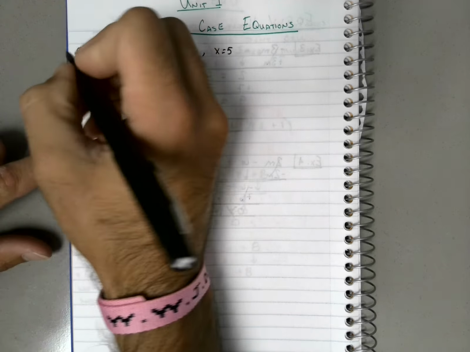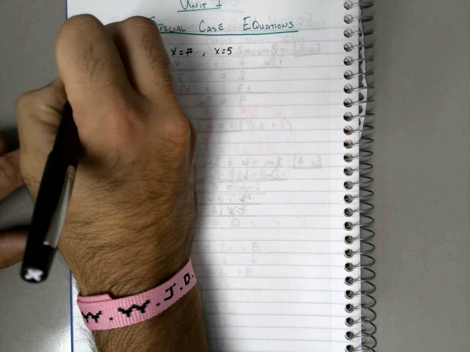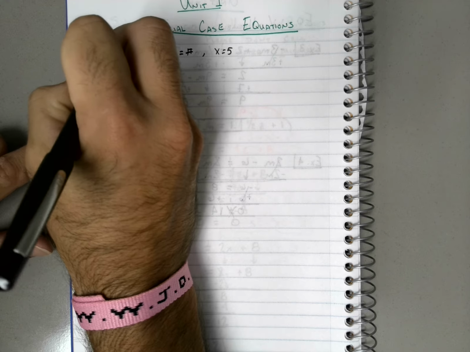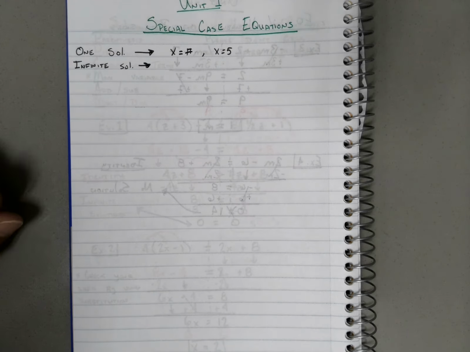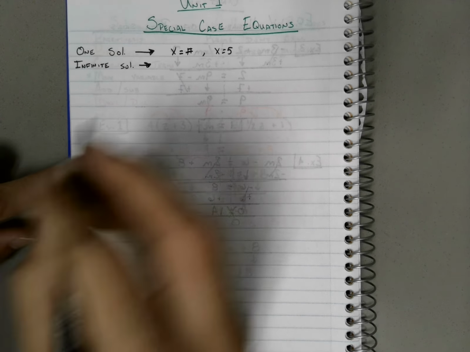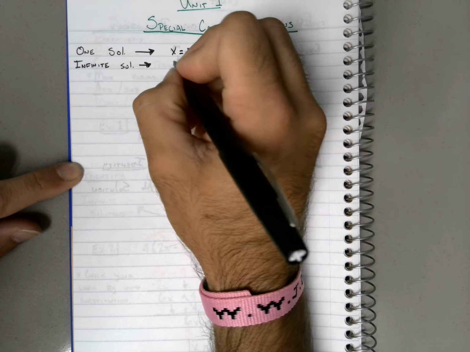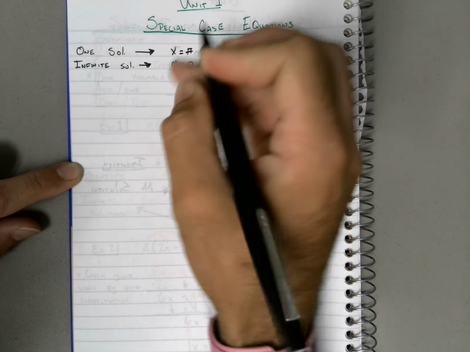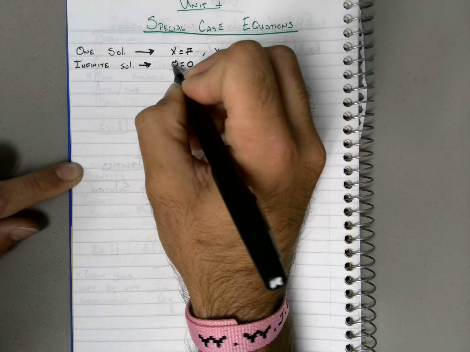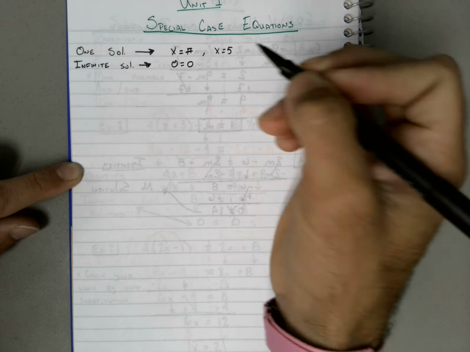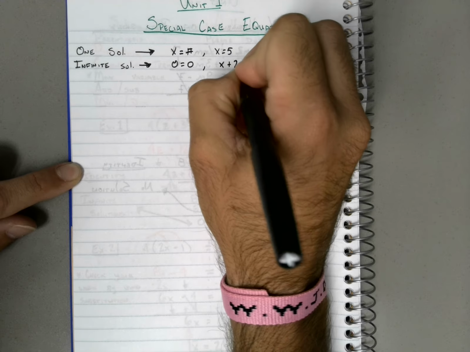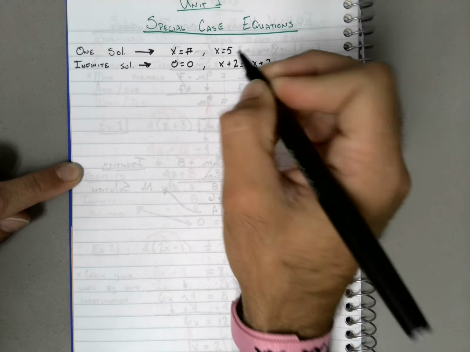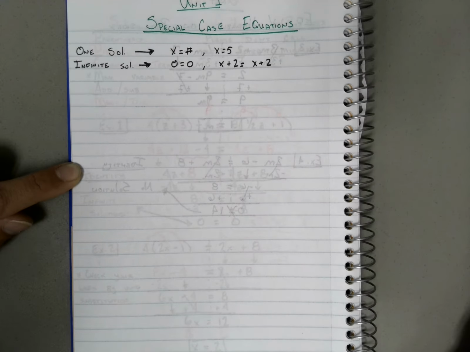Another one, like we talked about in the other video, is infinite solutions. Infinite means goes on forever. So you could have 0 equals 0. Does 0 equal 0? Yes, they're the same. You can have solutions that go on and on and on. You could have x plus 2 equals x plus 2. Both sides the same? Yes, they are. Then you have an infinite number of solutions.